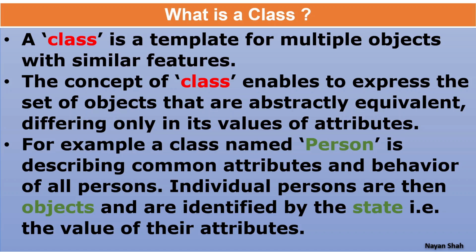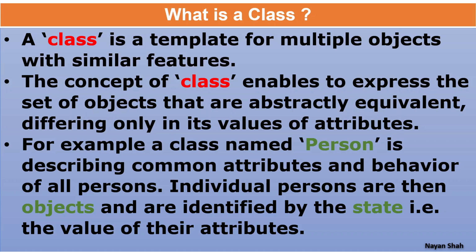But remember, from one class, we can create as many objects as we want, but all those objects must be the same. You cannot create different objects from one class, because a class is a template, and from that template only we are creating different objects. So all those objects will be the same, only differing in the values of their attributes.